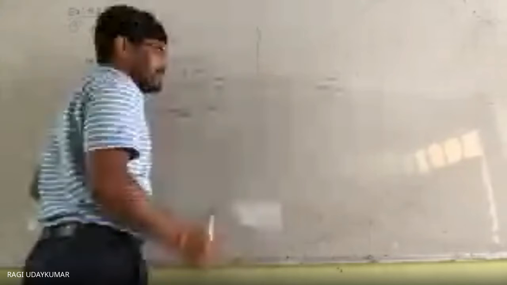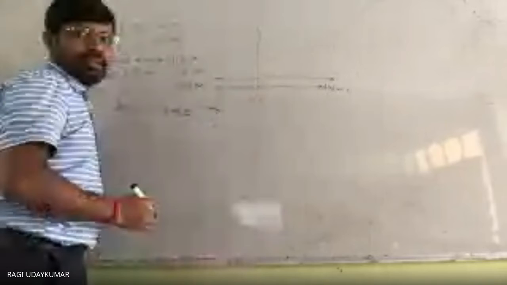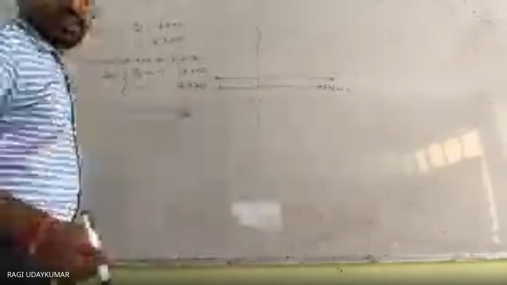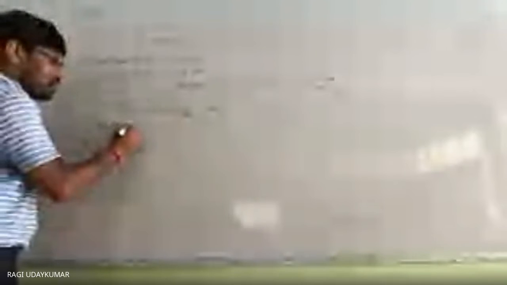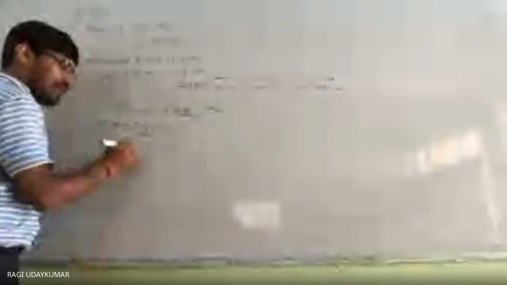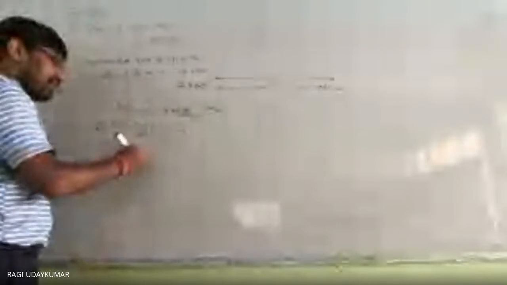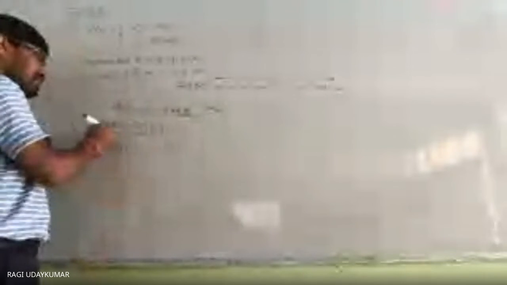Continuous prove करना है तो how do we do? Limit x tends to c, where c is any real number you have to consider. Limit x tends to c of f of x you need to find out. So limit x tends to c of -1, we are going to get -1. f of c for any real number is -1. Both are equal. So this equals this one. Therefore the function is continuous.